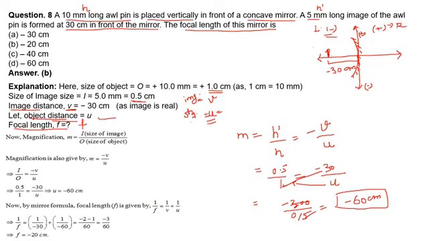Now because I have to find out the focal length, I'll be using another formula, that is the mirror formula, because it is a mirror. Remember, 1 upon f is equal to 1 upon v plus 1 upon u. This is my mirror formula. With the help of this, I'm going to find out f. So 1 upon f is equal to 1 upon v, which was 1 upon minus 30, and 1 upon u, we got the value of u, that was 1 upon minus 60.